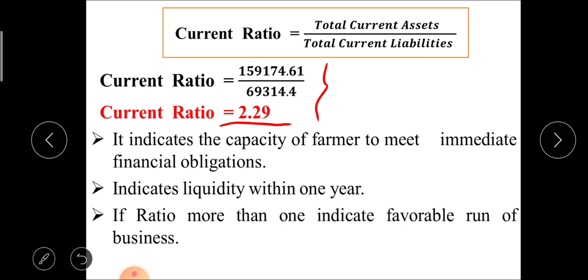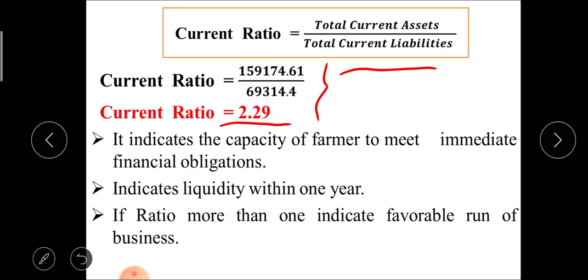So this current ratio indicates the capacity of the farmer to meet immediate financial obligations. That means if this current ratio is more than 1, then it indicates favorable running of the business. This current ratio indicates the liquidity position of the farmer within 1 year. This is the current ratio, that is total current asset divided by total current liability.